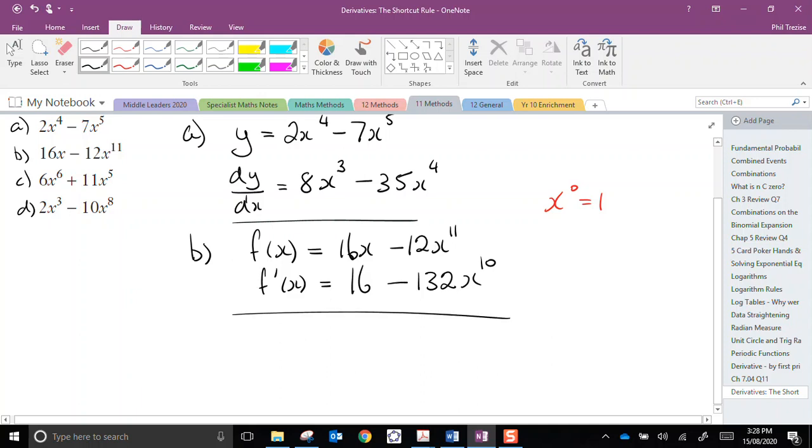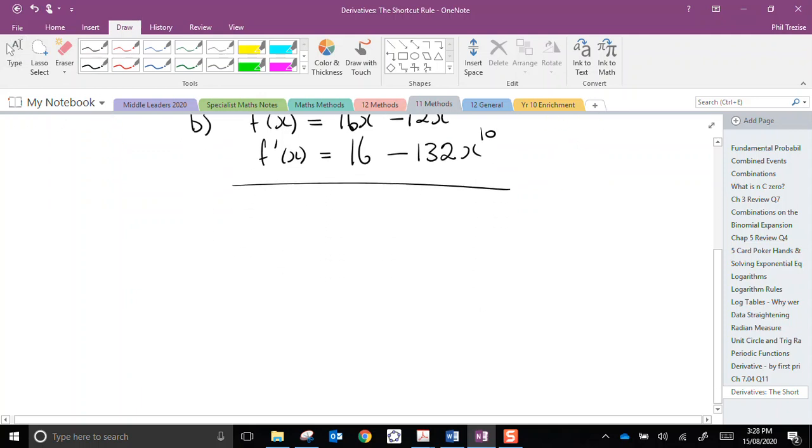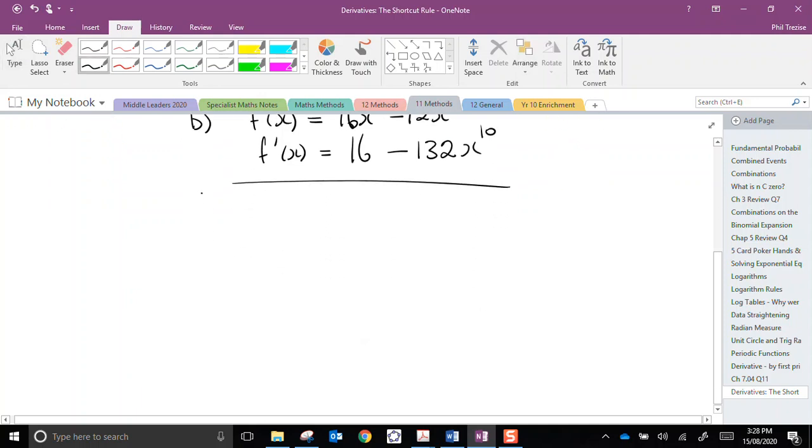That's that one. I'm not going to do the other two because they're quite straightforward. I will make up one of my own here. You can do the other two if you want. Part E. Let's have y equals the square root of x.